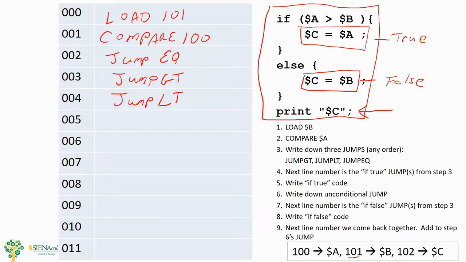We do not yet know the operands for these 3. So we're going to put underlines there so we know to come back to it. The next line is the beginning of the if true. So line 5 is going to be our if true. Looking at our comparison, we have a greater than. So the greater than is going to get 5.